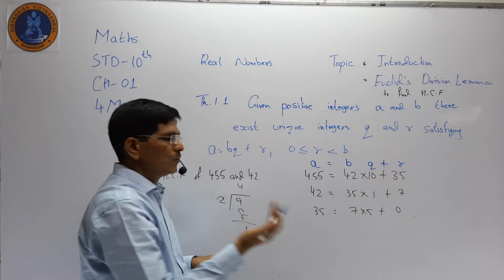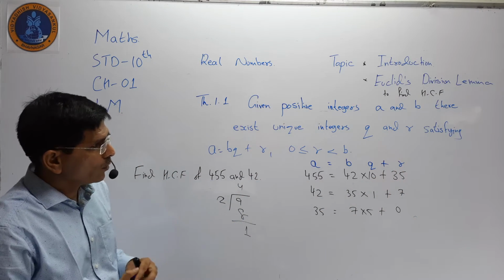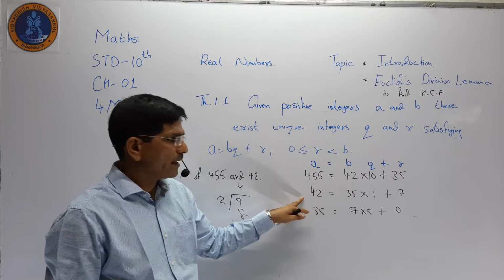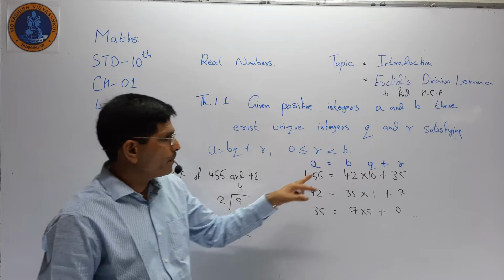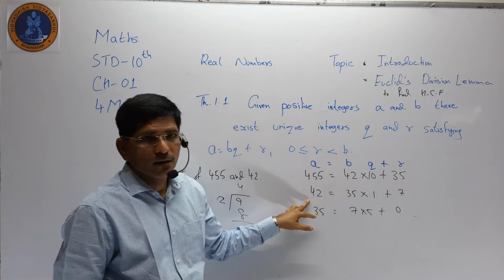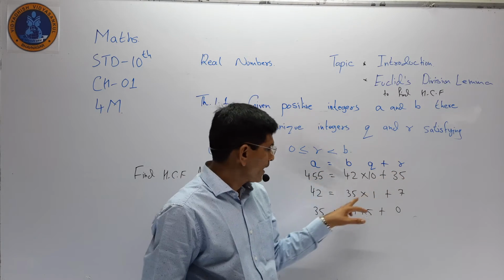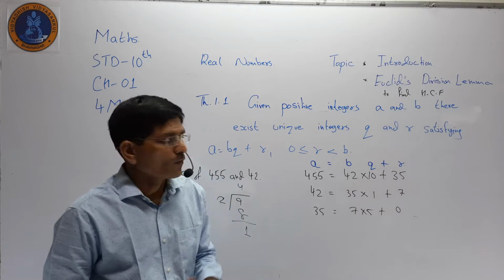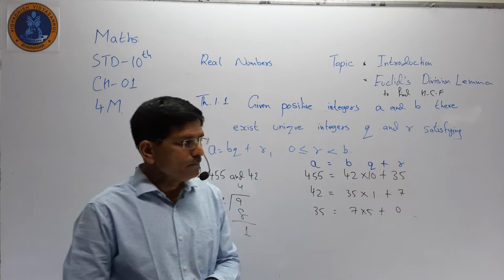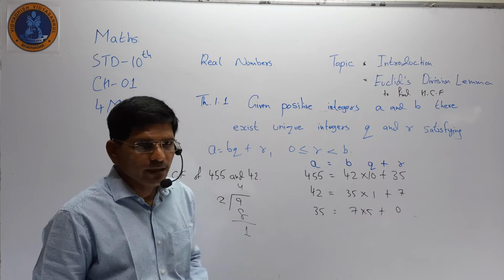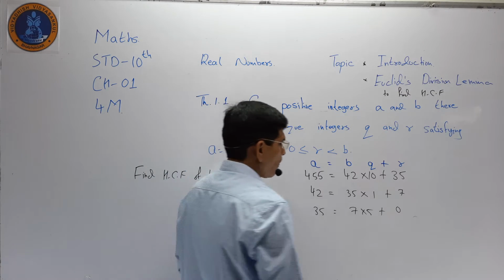How do we remember to do further? Now our B must become A in the next step. In the next step, our B must be A. Our remainder must now be B. Again, I have to do the same procedure.